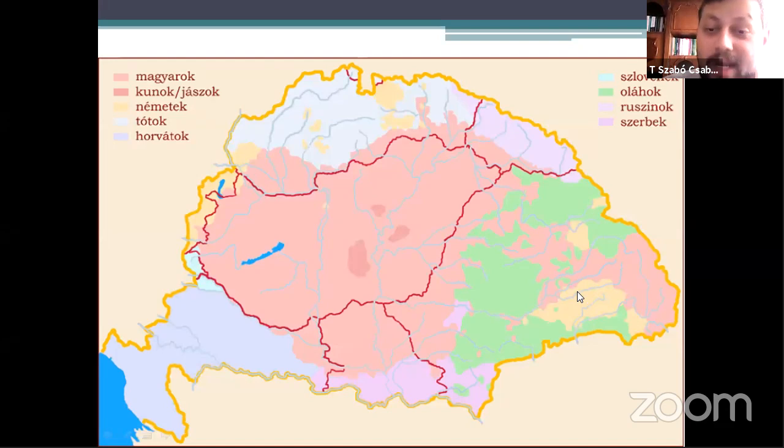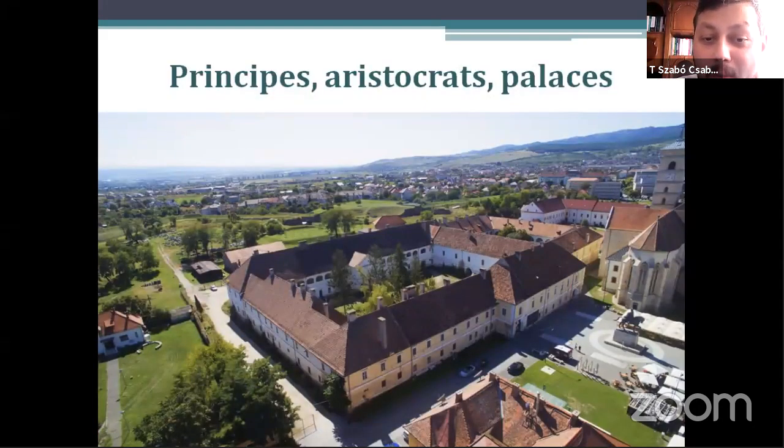These three nations are very diverse religiously, and there are also many social differences between these three groups. These differences and cultural clashes will define Transylvanian history in the following centuries. What we have visibly from this independent Transylvanian period are palaces, especially of the aristocracy.